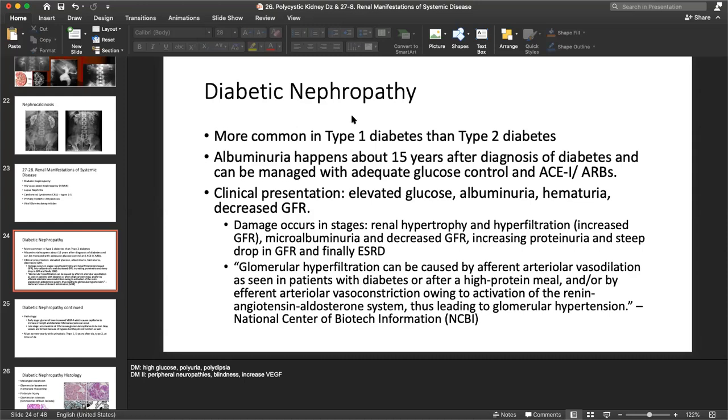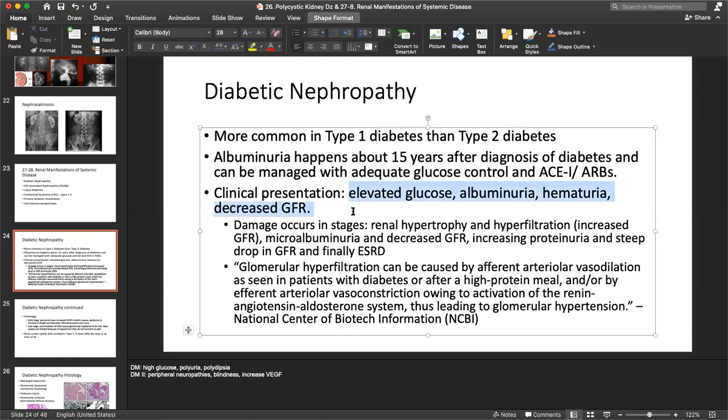Albuminuria is going to happen usually about 15 years after diabetes, and if glucose is controlled and they're on an ACE inhibitor and ARB, it can be managed. So the clinical presentation is going to be elevated glucose, albumin in the urine, hematuria with a low GFR.